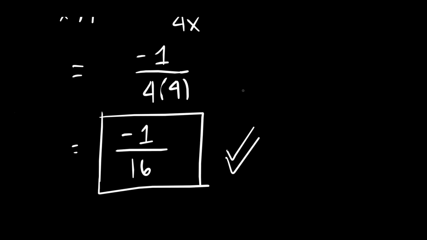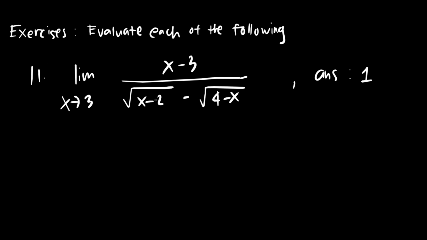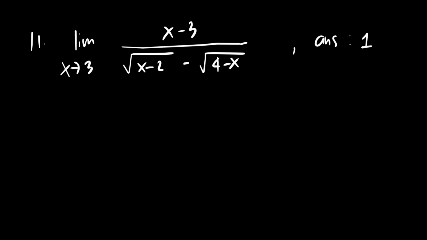So let's proceed to number 11. The limit of x minus 3 all over square root of x minus 2 minus square root of 4 minus x as x approaches 3. So we'll answer this one. To further evaluate this one, we'll use its conjugate. We'll multiply both numerator and denominator by the conjugate of the denominator.